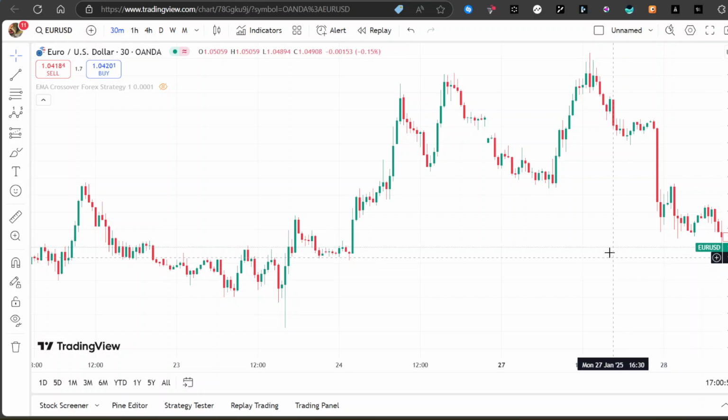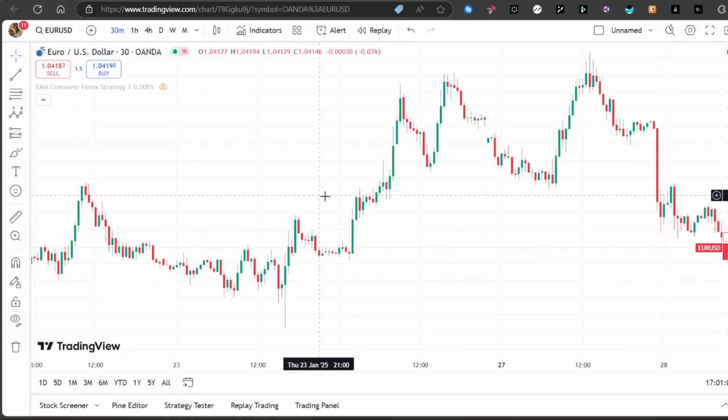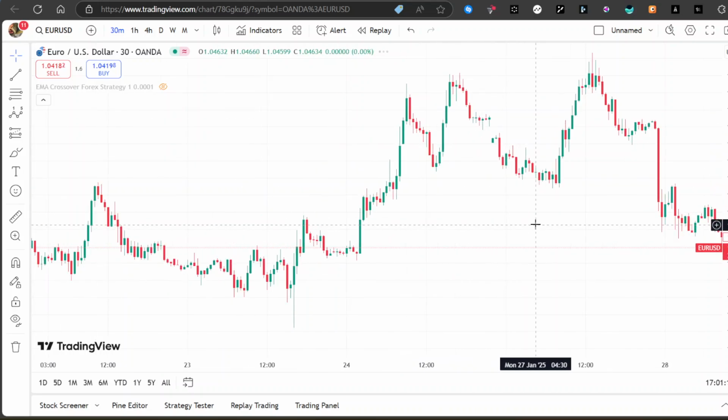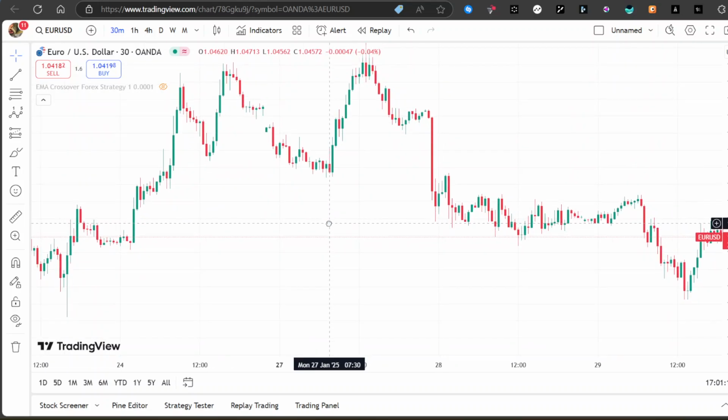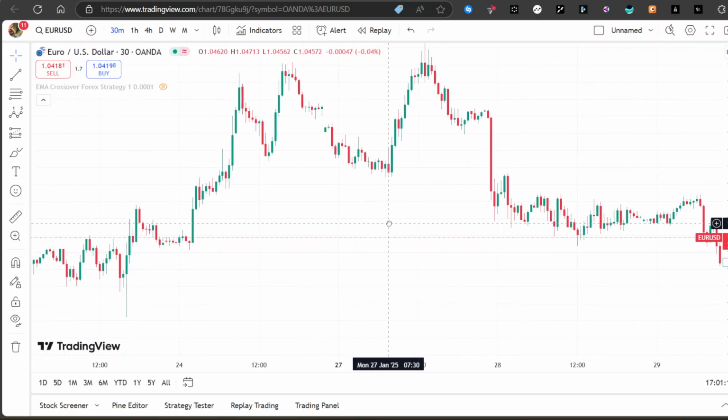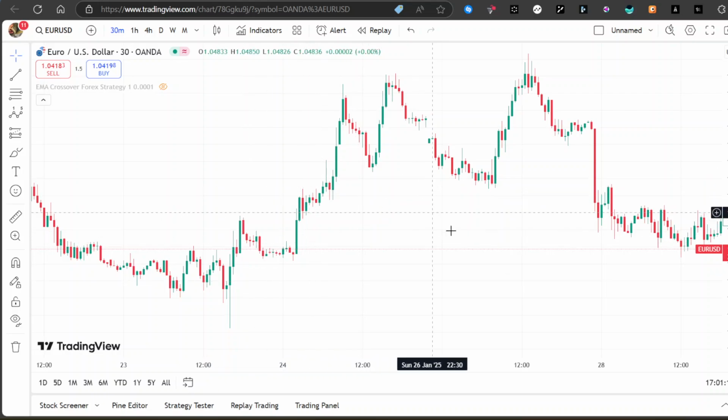Before we jump into how to use the Elliott Wave Indicator on TradingView, let's quickly recap what the Elliott Wave theory is all about for those of you who are new to it. Elliott Wave theory, developed by Ralph Nelson Elliott, suggests that markets move in repetitive cycles or waves. These waves are usually driven by investor sentiment and emotions, creating patterns that are predictable.